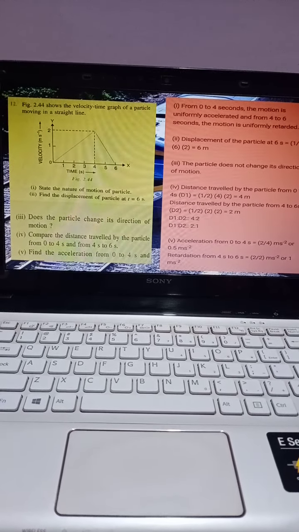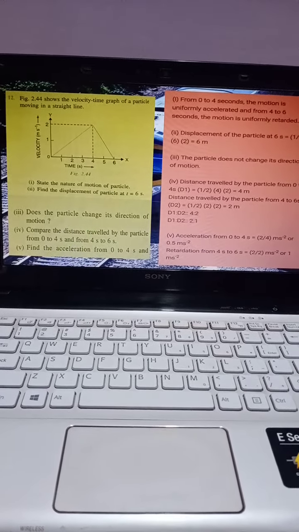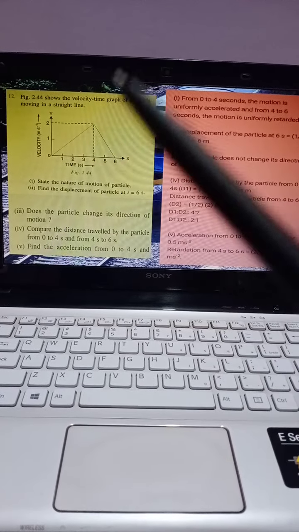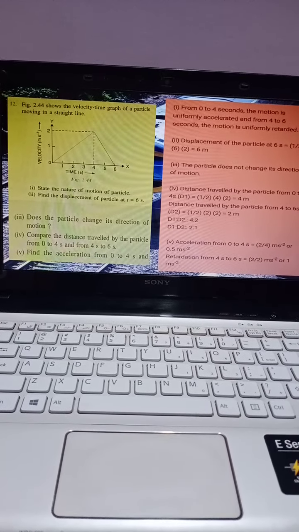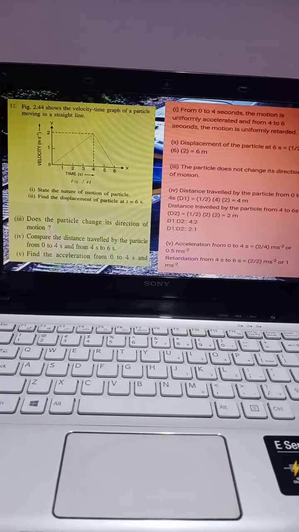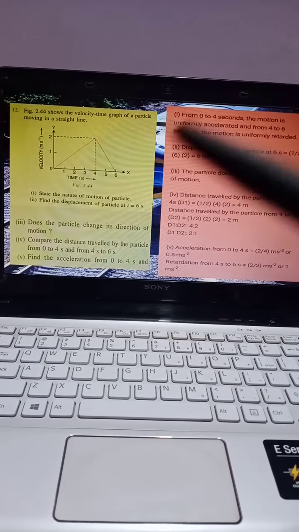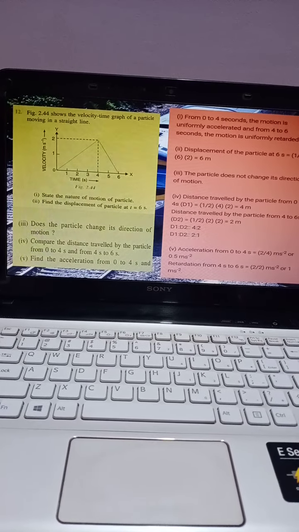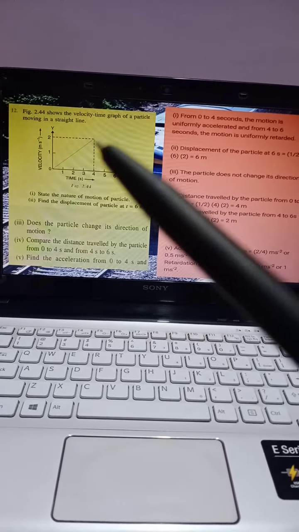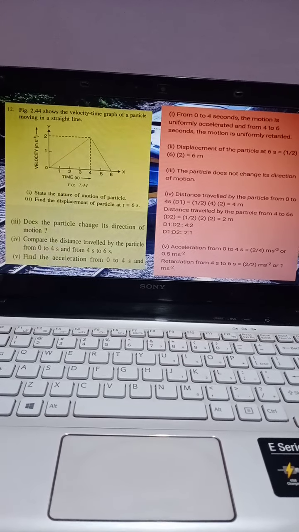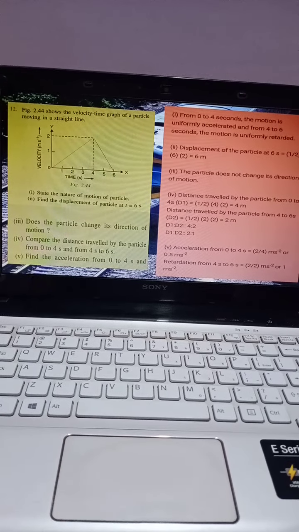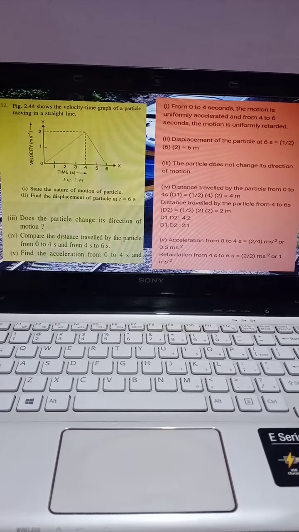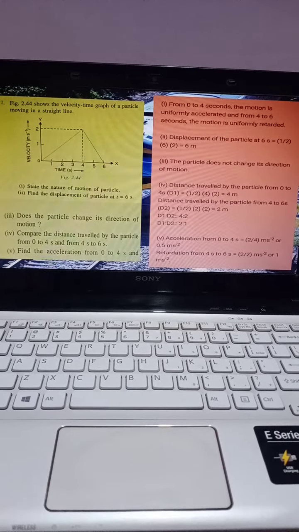So with the help of this graph, we are able to find out acceleration as well as displacement. In all these numericals of velocity time graph, we have seen that when we have to find out the displacement of any object with the help of the graph, we find out the area. And when we have to find out acceleration with the help of the graph, we find out the slope. So this is the basic idea of the velocity time graph. Thank you.